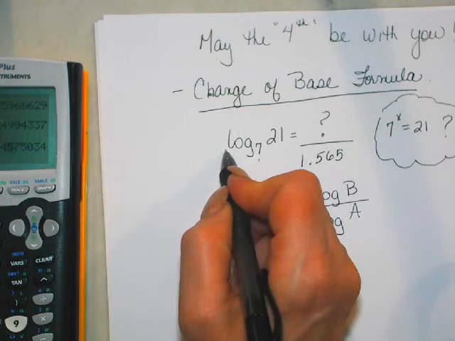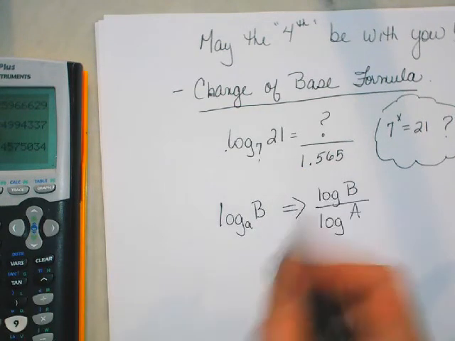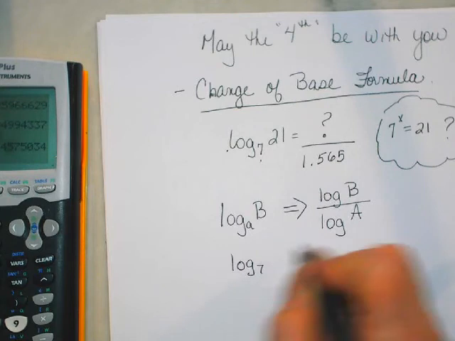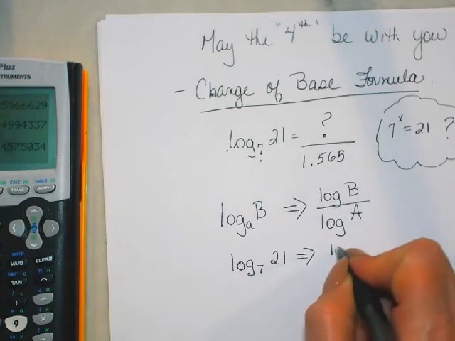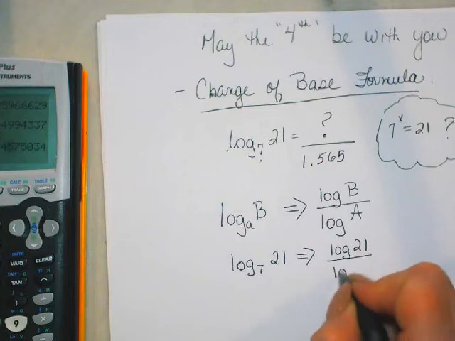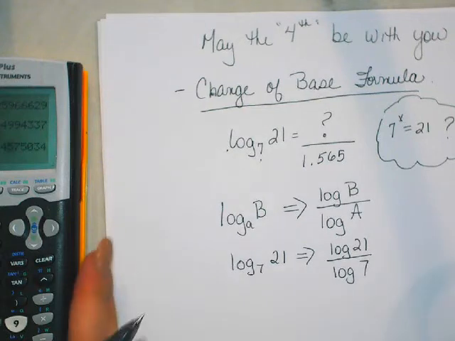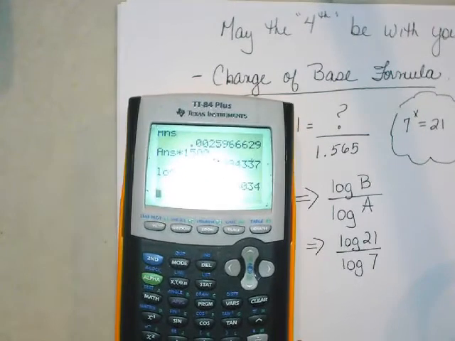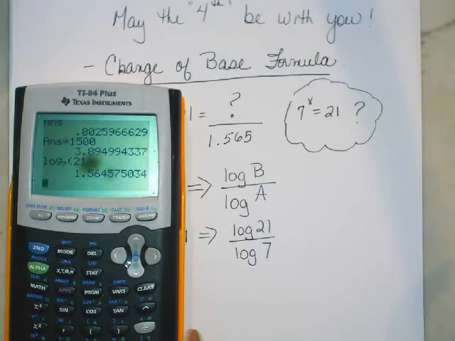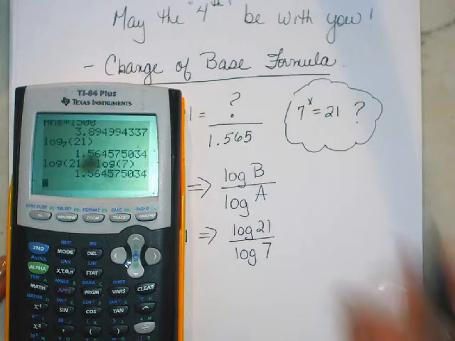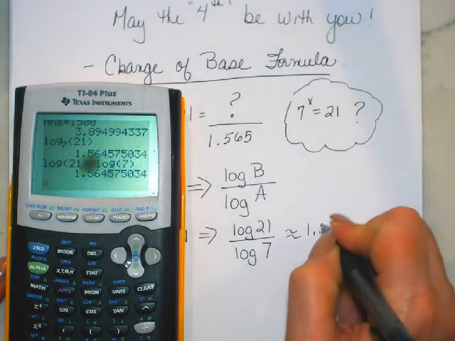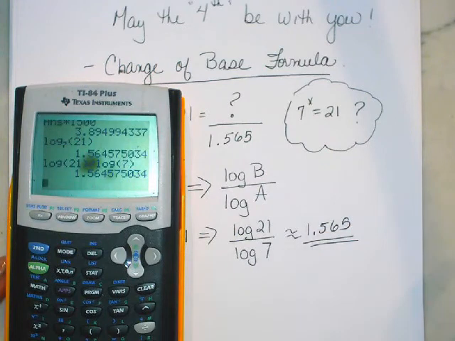So that's the case. If I wanted to use the change of base formula, if I didn't have a fancy schmancy calculator, I would take log base 7 of 21 and rewrite it as log of 21 divided by log of 7. And I don't have to worry about the bases because everything's in base 10. Let's see if that works. So I just use log 21, close those parentheses. Make sure you close those parentheses, otherwise the math is going to be different. Divided by the log of 7. And the calculator tells me that it is about 1.565.